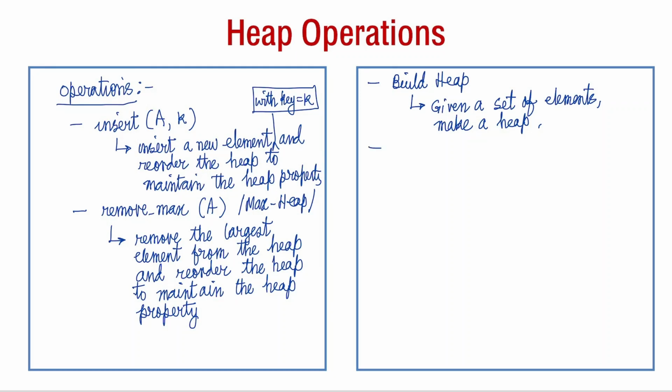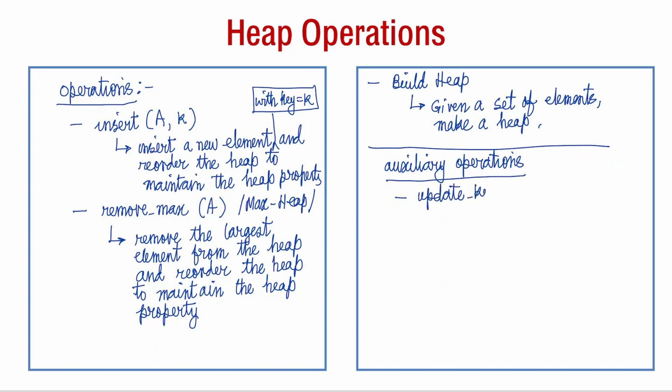There are a few auxiliary operations on a heap, which are there, but they can be used only if the node element of the heap is made available. So one of them is update the key value. So it will change the key value of the heap and then reorder the heap and maintain the heap property.